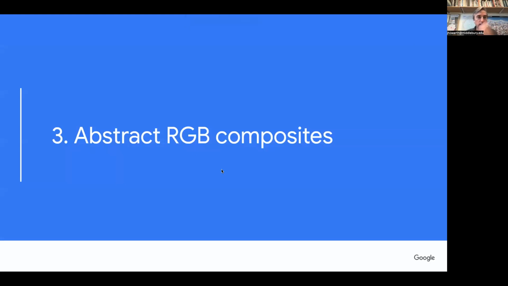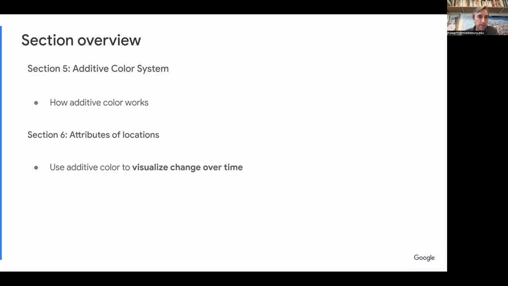Okay, so here's the last part of this walkthrough. It's called Abstract RGB Composites. And this is going to go over the last two sections in the chapter. Section 5 tries to introduce you to additive color. We've already talked about it a little bit in the previous part of this walkthrough. But it's a short little theory section that's just trying to introduce how additive color works.